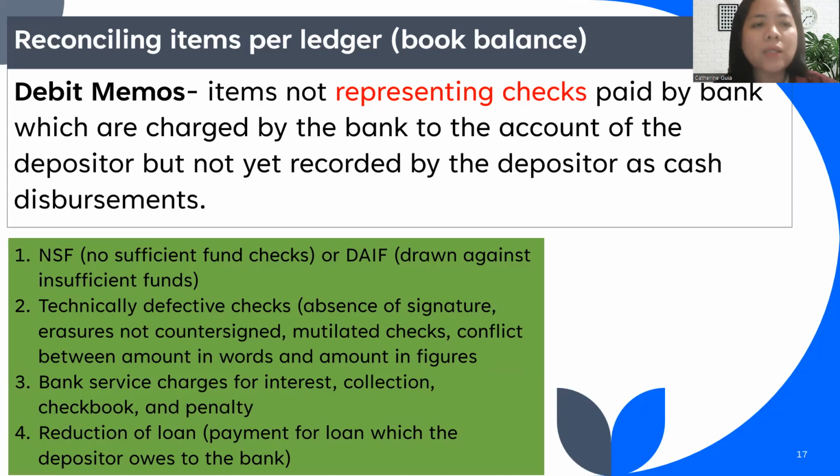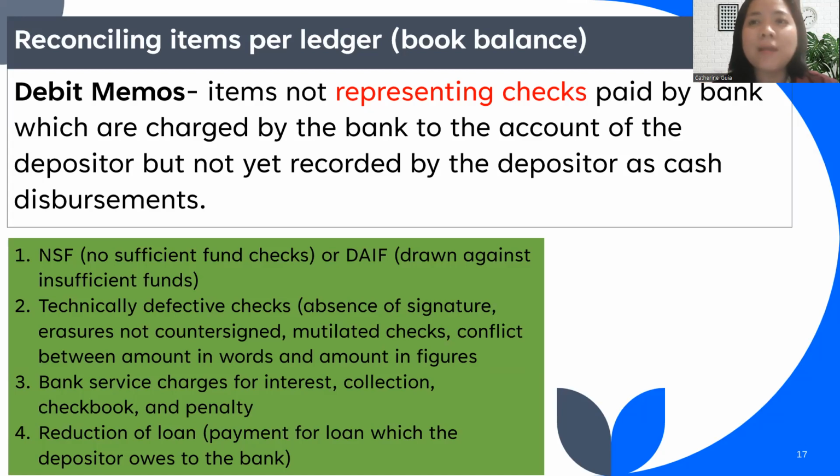Okay. And number two, technically defective checks: absence of signature, erasures not countersigned, mutilated checks, conflict between amount in words and amount in figures. For number one and number two, it's the same treatment. However, for number two, if you were the business, or the cashier of an entity, definitely you will be aware of the check that will be paid by your customer. You will check the completeness of the signature, you will check whether there are erasures, otherwise you will give back or return the check given to you by your customer, or mutilated checks, or if there is a conflict between amount in words and amount in figures.